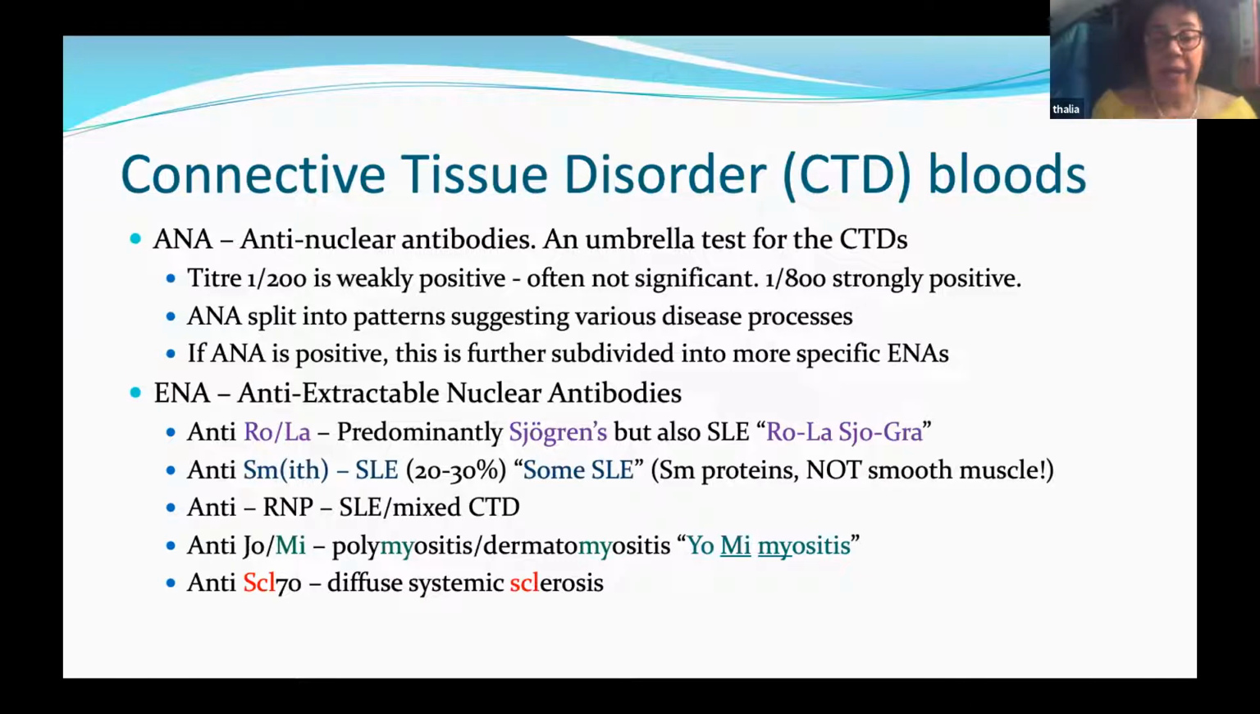When we see ANA positive, the next step is to check for ENA and double-stranded DNA. So what are the ENAs? ENA stands for extractable nuclear antibodies. These are the anti-Ro and anti-La, which we usually see in Sjogren's syndrome.